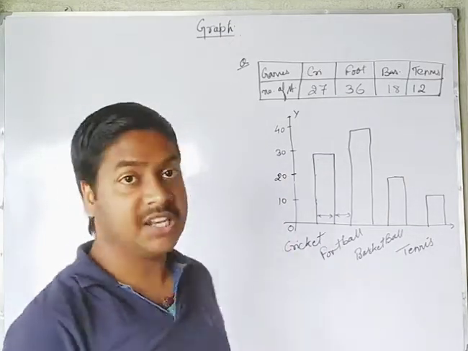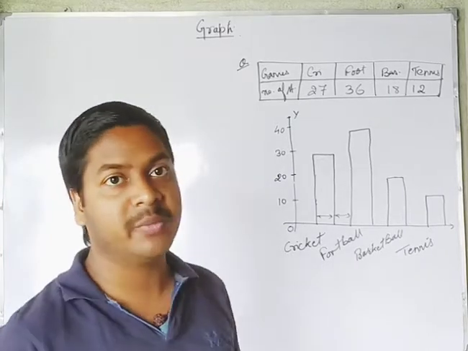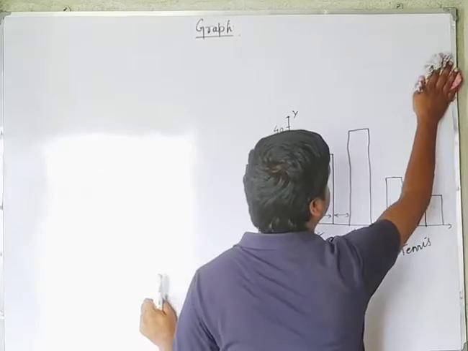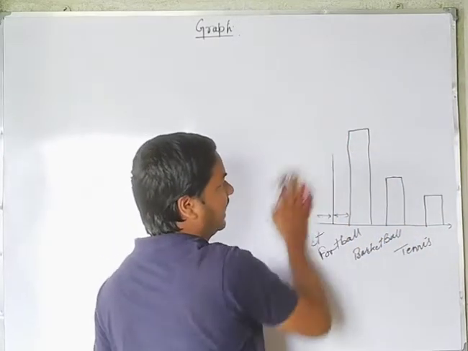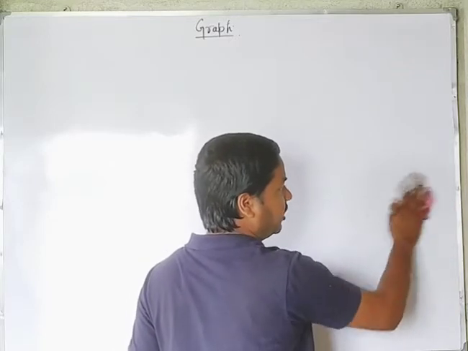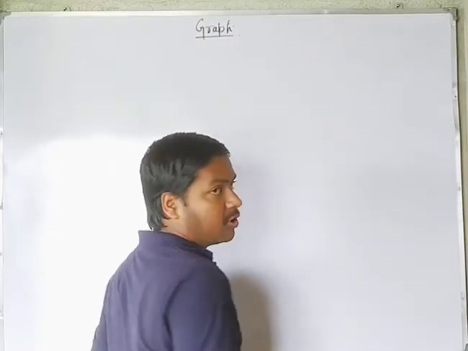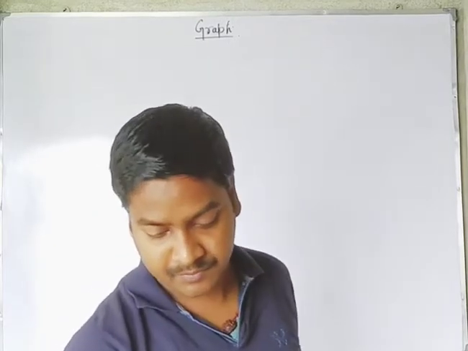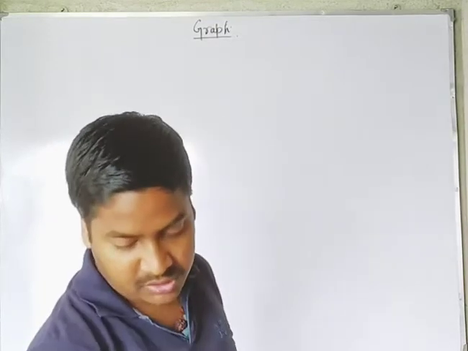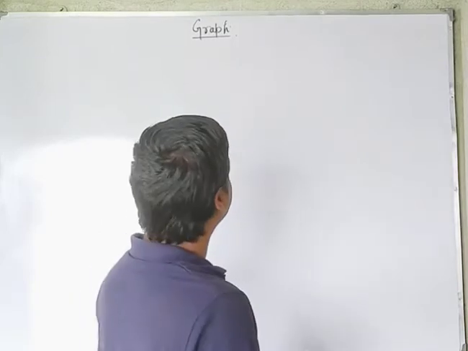Now we will see the next topic, that is the histogram. How to make the histogram? Histogram is of two types mainly. Sometimes the difference between the class intervals is not matching. If the class intervals match, then it will be easy. If they do not match, how will we make it? Just see here, I have one question for histogram.